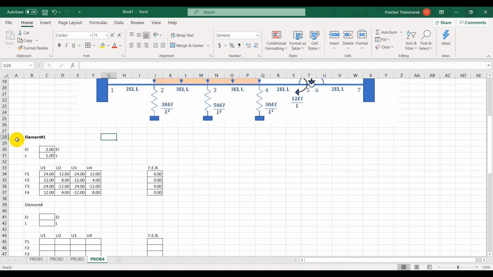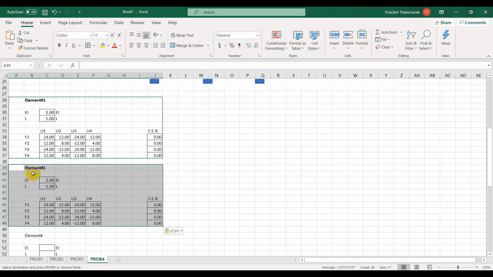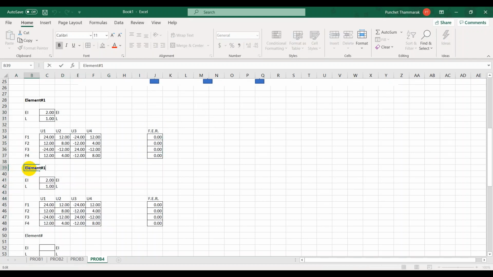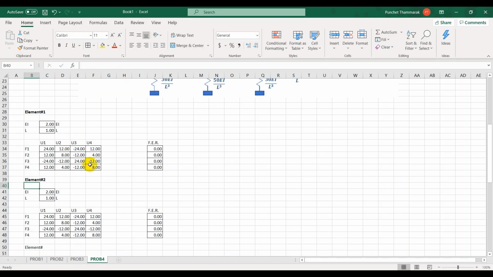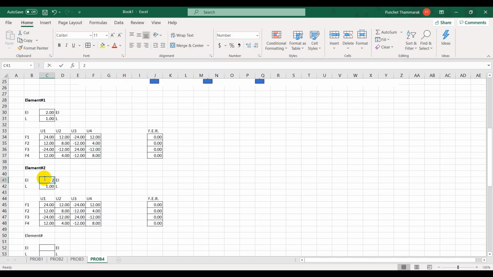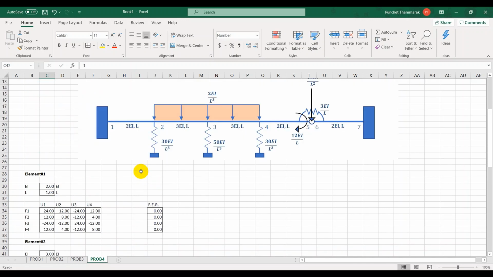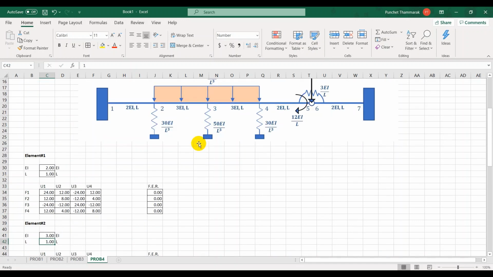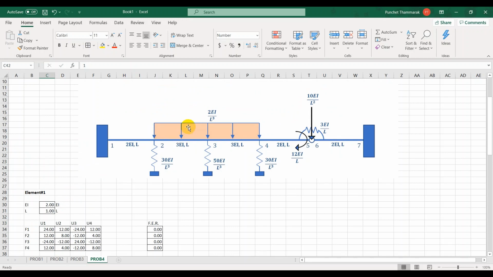All right. I'll just copy this and put it on top. Okay. So this is element number 2. Element number 2, let's take a look at it. 3 EI and 1 L. 3 EI, 1 L. How about the fixed end reaction? The fixed end reaction, this is uniformly distributed load over the span length of L.